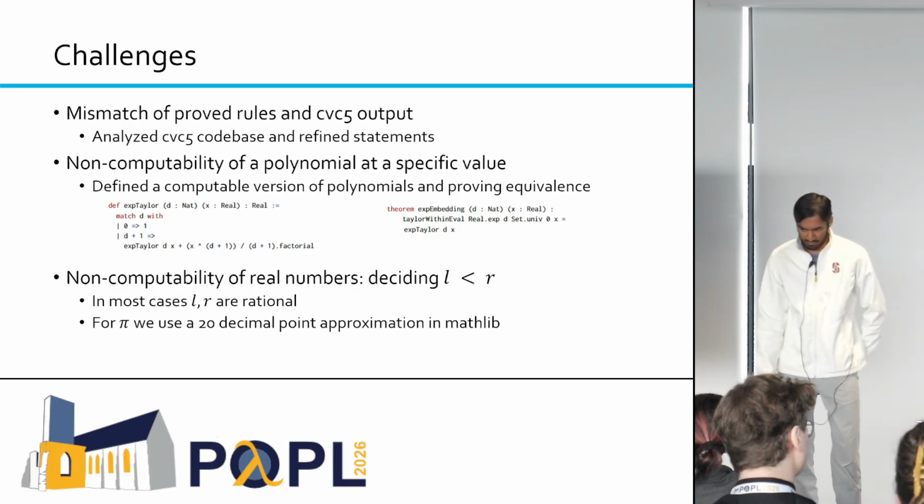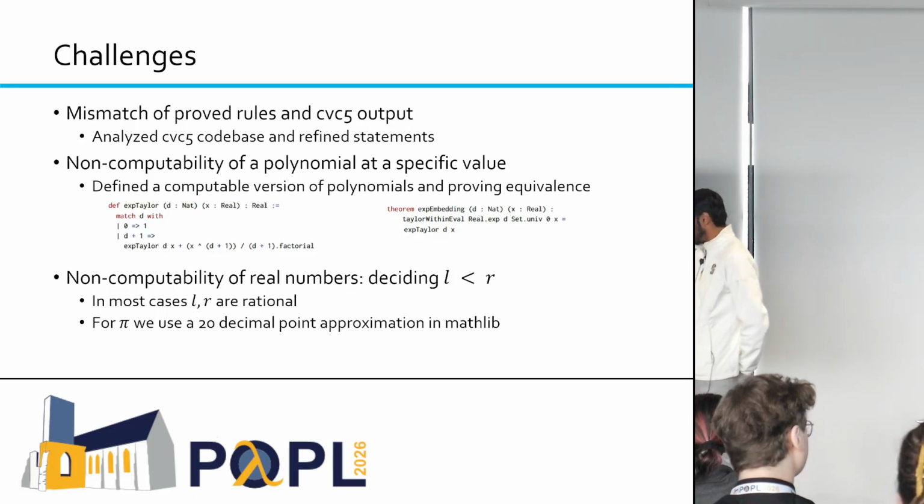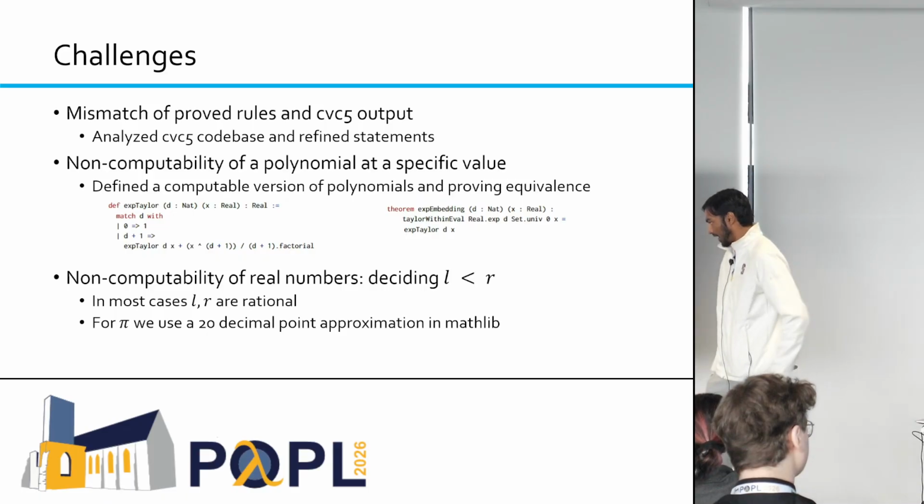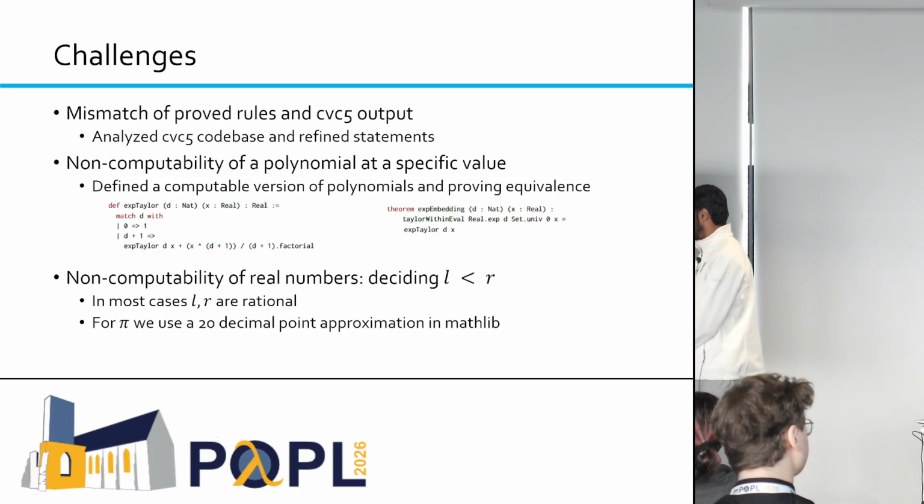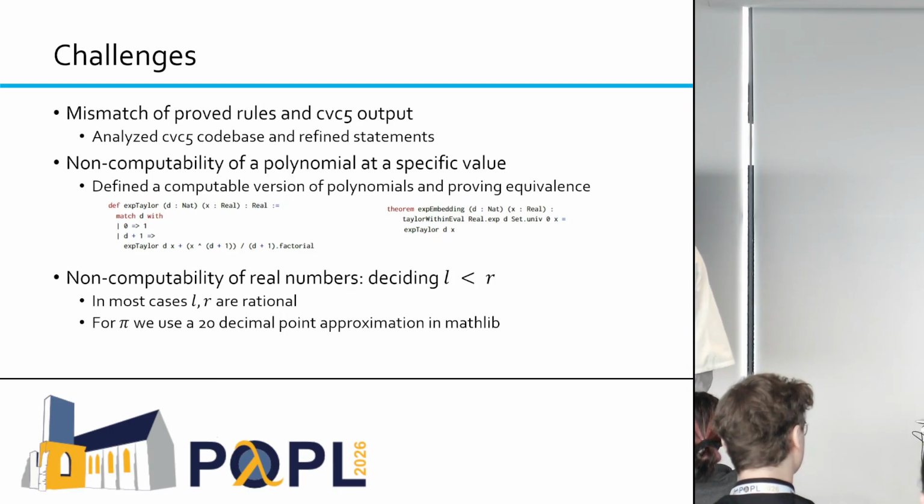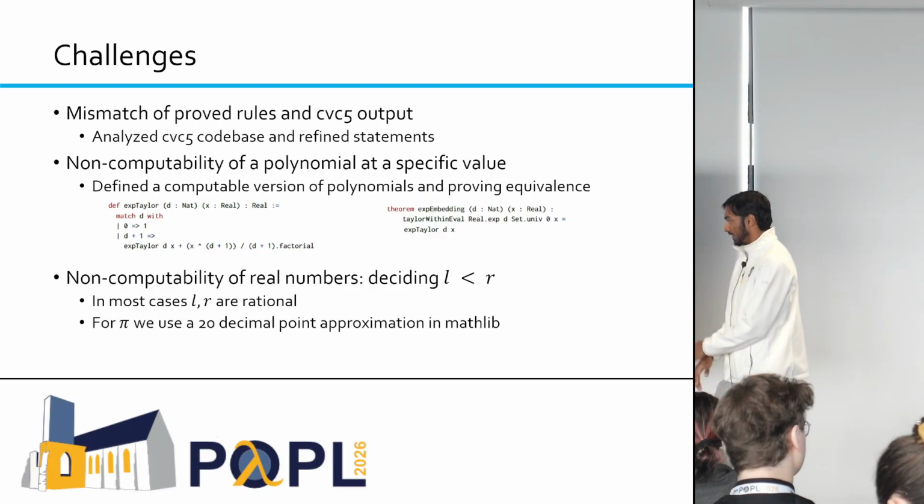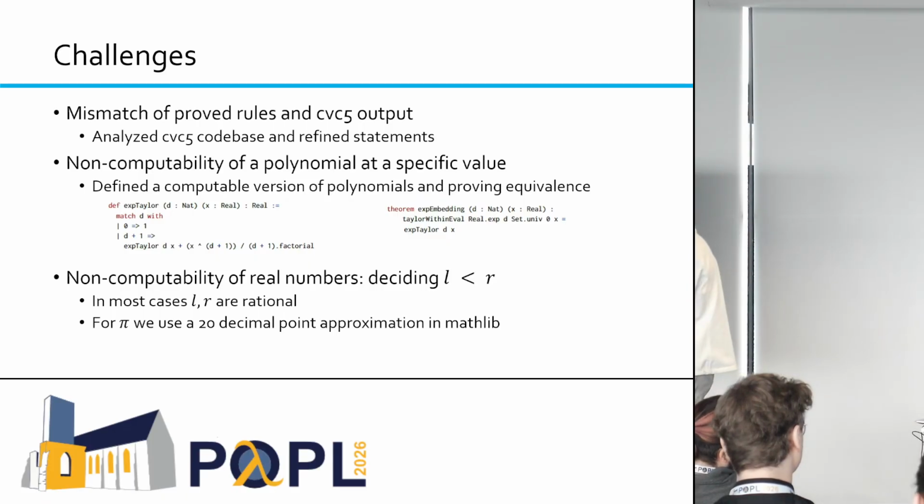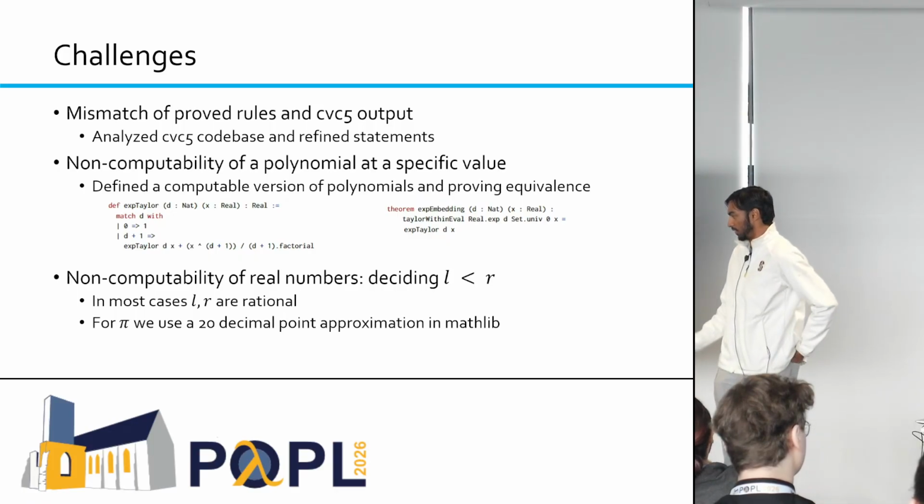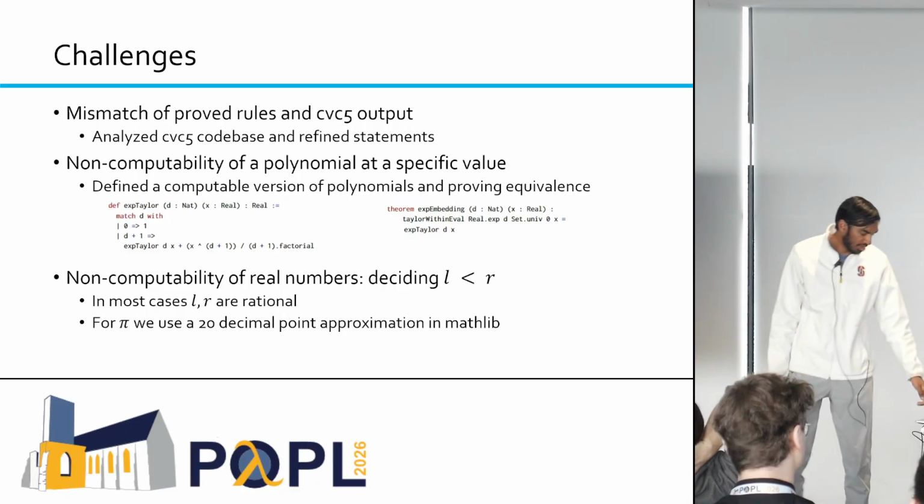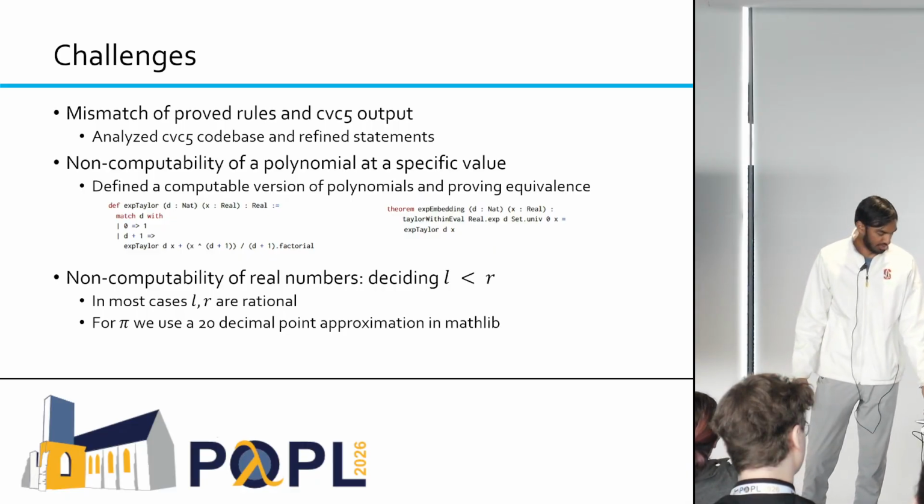And then finally, if L and R are real numbers, it's impossible to decide whether L is less than R, because real numbers are not computable in Lean in the general case. But in most of our cases, L and R are rational numbers, so we're okay. And in the one case where L or R is pi, we use a 20-point decimal approximation, which can be improved upon as future work.